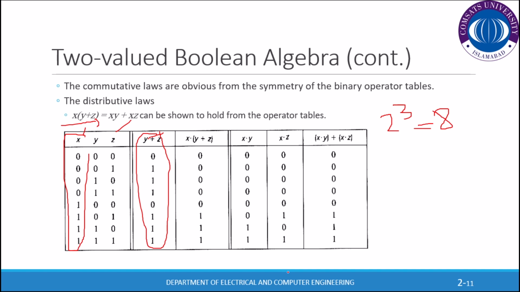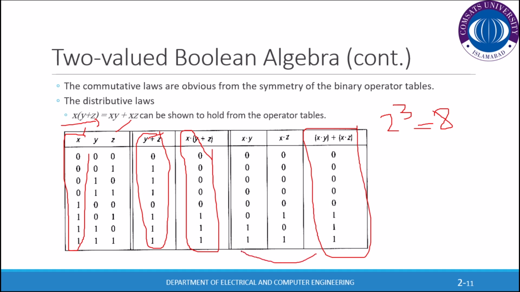So we perform this. Now after getting x dot y and x dot z, we'll apply a plus operator on both of them. Plus operator is the OR gate, which means that for the output to be 1, any one of them can be 1, and if both of them are 1, then also we'll have 1. So if you see this column and this column, both of them are equal, so we say that this equation holds, this distributive law holds.